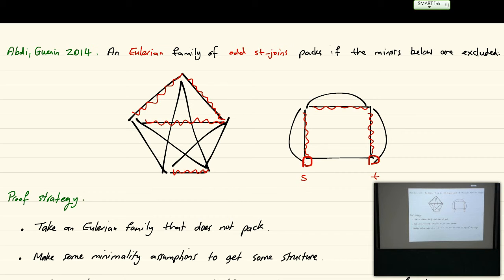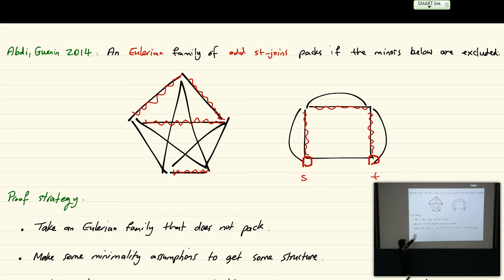OK, I just want to briefly talk about the proof strategy in the remaining 9 minutes. So again, that's a statement. You have an Eulerian family of odd ST joins, and you want to prove that if those minors are not present, you pack. So how do we approach this? We prove the contrapositive, first of all.